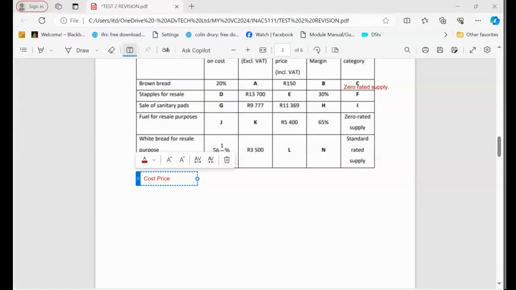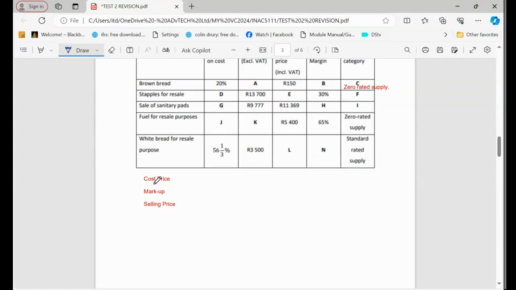And then obviously, what must we do? We add. Remember, there are different ways of doing it, but I prefer we do it like this, especially as a beginner. Then we have to add the markup. Can you see now? And after the markup, we need to make sure that we get what? The selling price. This is what we have been doing all along. So you need to make sure that you know this formula. You can just say the formula is cost price plus markup, you always get the selling price. So make sure that you do that at all times.